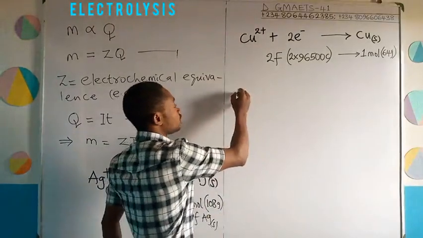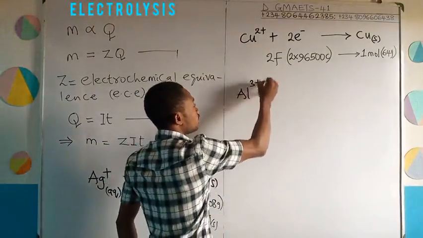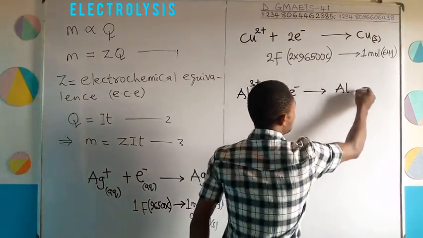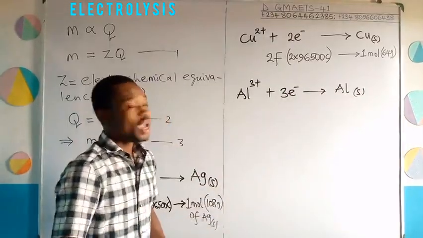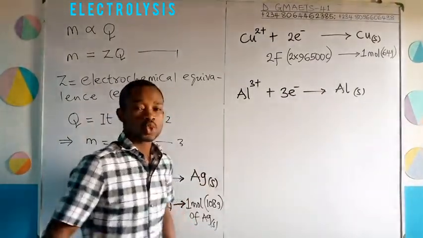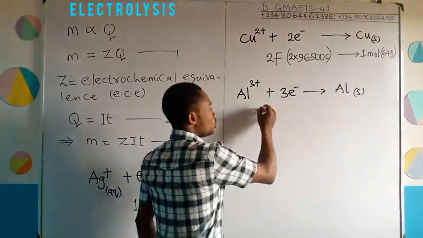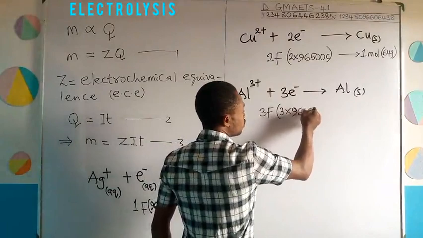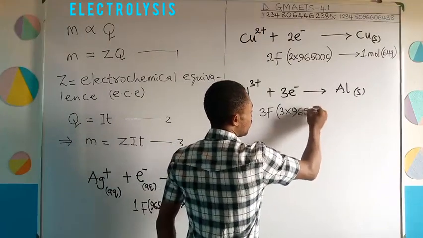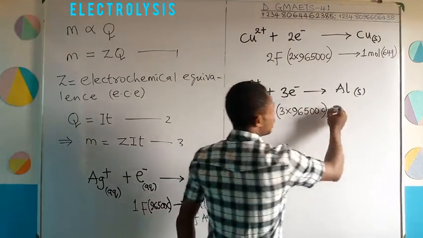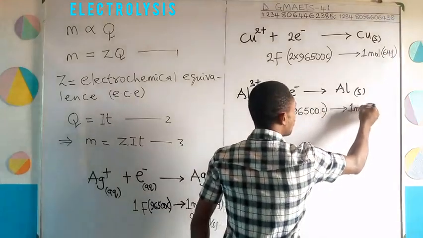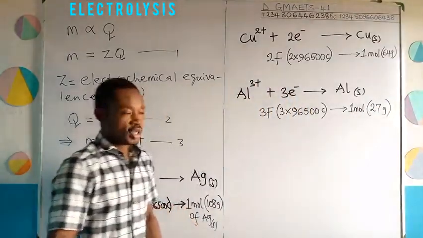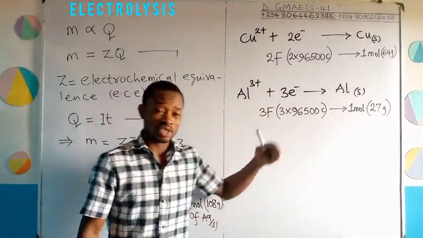Okay, we move on to the trivalent metal ion. This is going to require 3 electrons, and then it will be discharged as aluminium solid. It still follows the same pattern. How many Faraday do we need to discharge 1 mole of aluminium at the cathode? We require 3 Faradays, and 3 Faradays is 3 times 96,500 coulomb of electricity. We expect that this will deposit 1 mole of aluminium. 1 mole of aluminium is about 27 grams. So this is the standard in the case of aluminium as a trivalent metal.